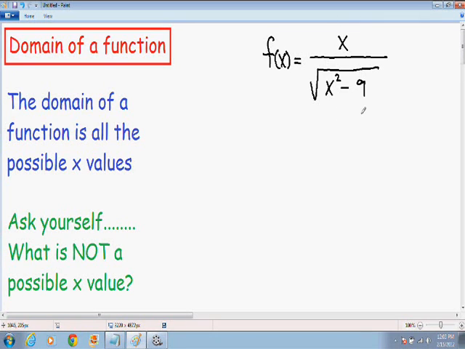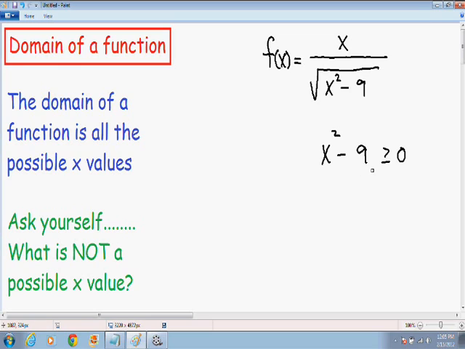So when we're trying to find the domain of this function, we have to find out what restrictions we have for x, or so what is not a possible x value. And like I said before, the inside of a square root can never be negative. It has to be greater than or equal to 0. So x squared minus 9, which is the inside of the square root, has to be greater than or equal to 0.